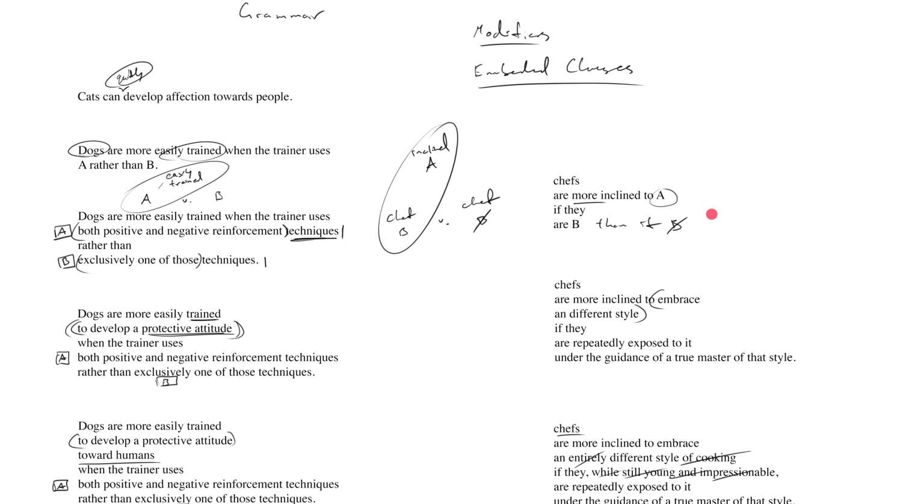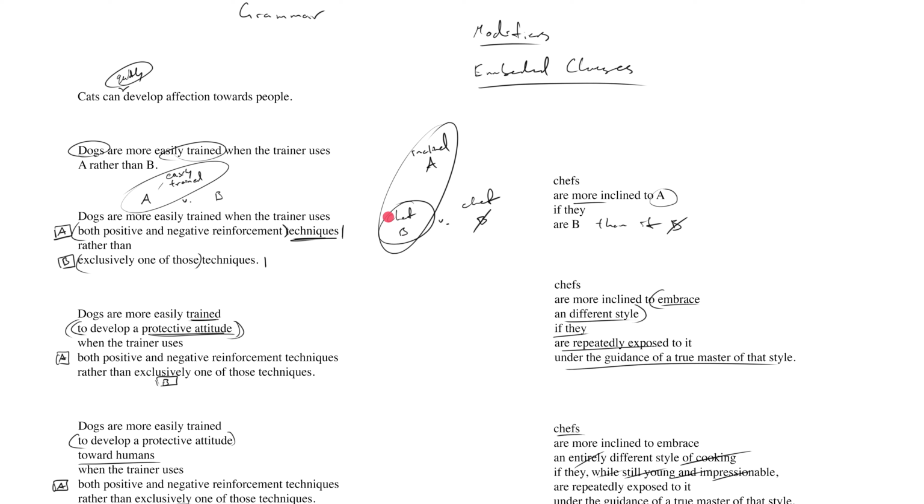So now we can add back in the details. Now that we've revealed the core structure of this comparative statement, let's add back in the details. What is this A? Inclined to what? They are more inclined to embrace a different style. So who's more open-minded, in other words? I'm of this style, and this is a completely new style, but I'm more willing to embrace it. That's what we're comparing on. Great. What's the B? The B is if they are repeatedly exposed to it under the guidance of a true master of that style. Okay, that kind of makes sense, right?